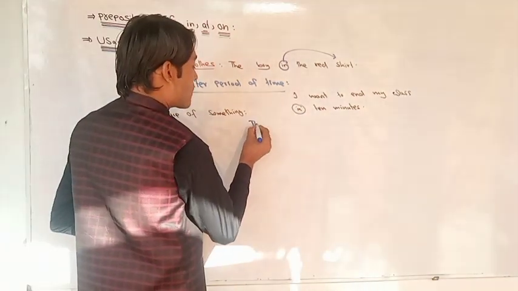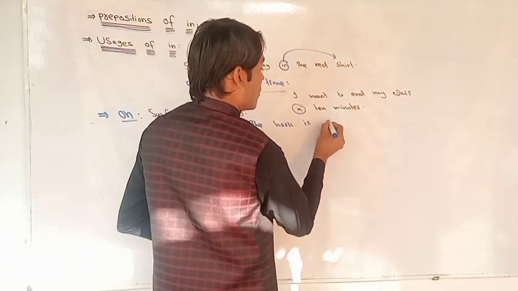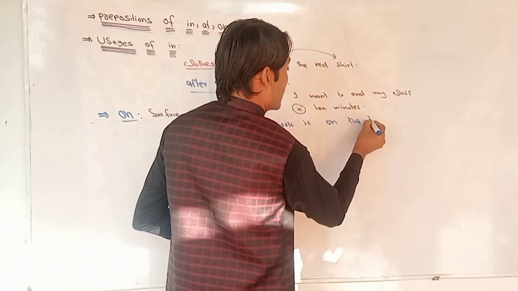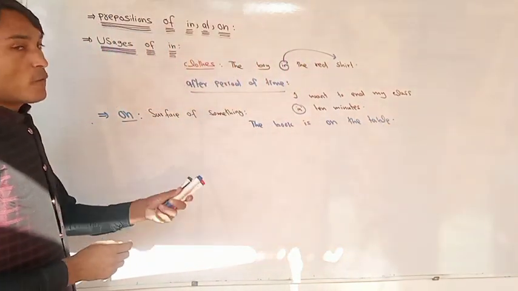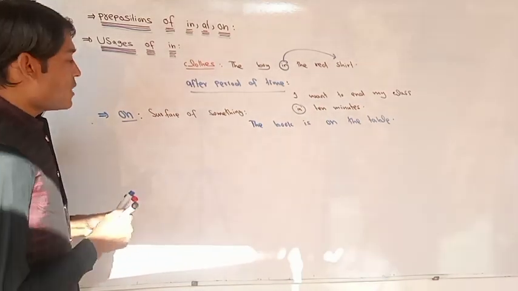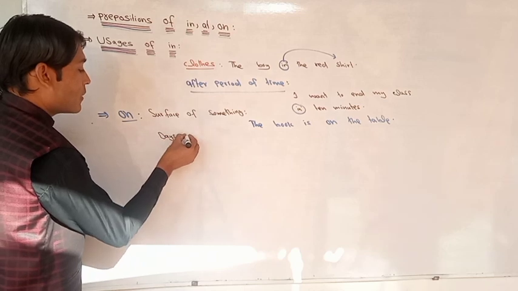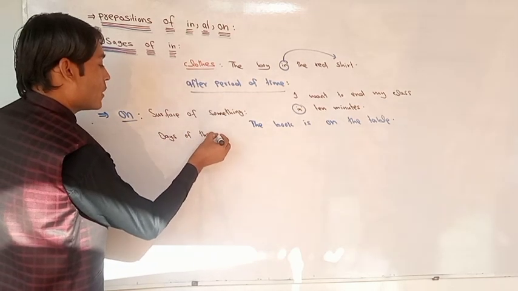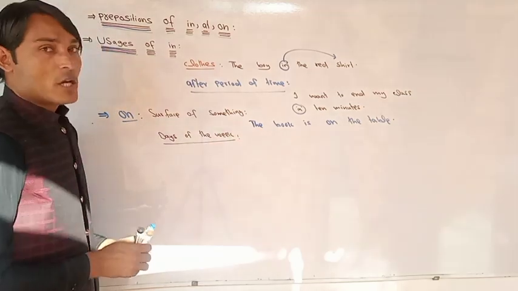The book is where? The book is on the table. On the table. So the first usage is that "on" is used before what? "On" is used before a surface of something. The second usage is that "on" is used before the days of the week. And as we know, we have 7 days. So before the 7 days, you can use "on".